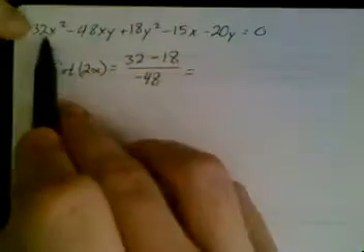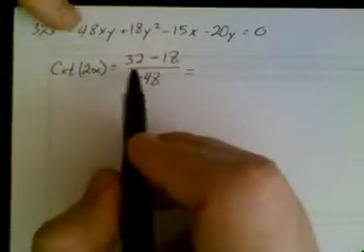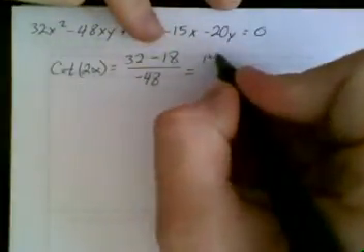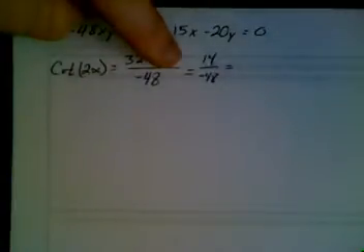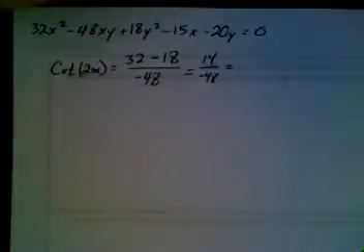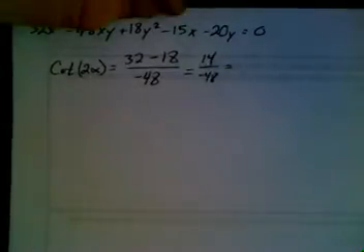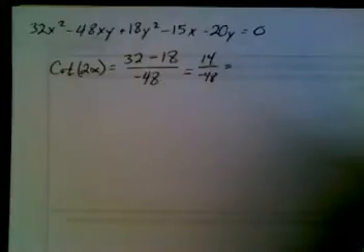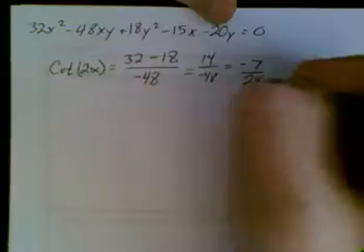32 minus 18, my a value being 32, my c value being 18, my b value being the negative 48. I have 32 minus 18, which is going to be a value of 14, divided by the negative 48. That means I'm going to get a negative value. It doesn't necessarily mean a negative rotation. So 14 divided by 48 is not going to be a perfect number, so I'm going to simplify it to the best of my ability. This is going to be a negative 7 over 24.